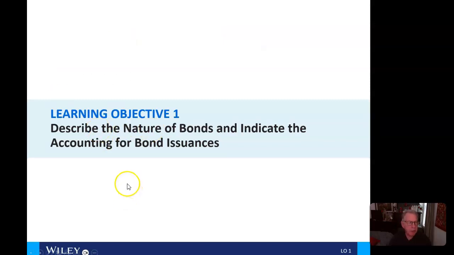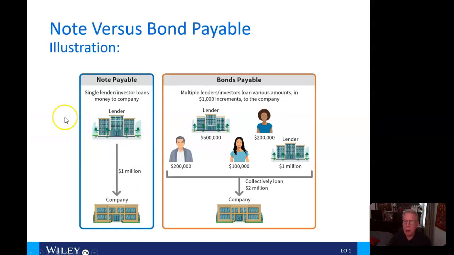Okay, let's get into the meat of the chapter. Here we're describing the nature of the bonds and indicating how we issue those bonds. In this little diagram here, they're illustrating a note payable. And here you're buying a loan. You go down to the bank and you get a loan for $1 million, and the company signs an agreement with the bank, and away you go.